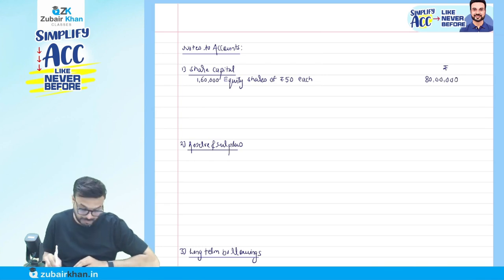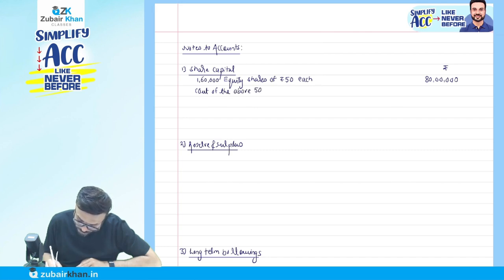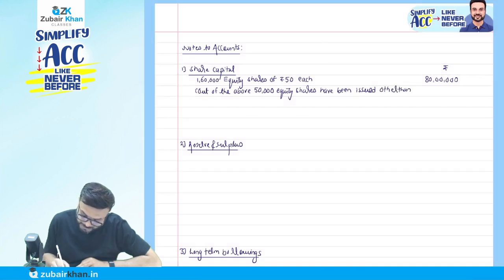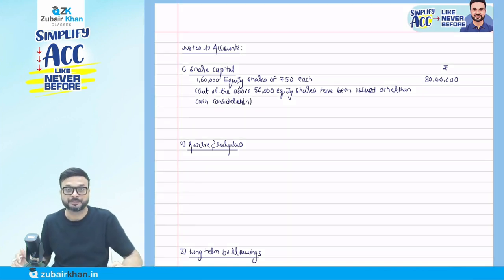That is how much? 80 lakh. Now, out of the above, 50,000 equity shares have been issued other than cash consideration. Okay, simple. Okay, now we have second.